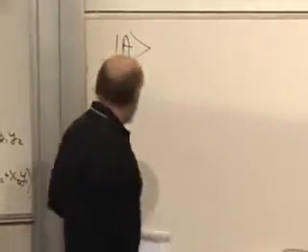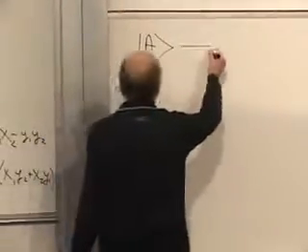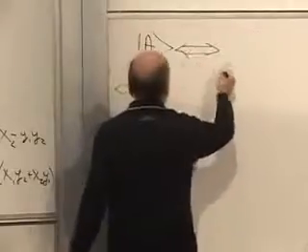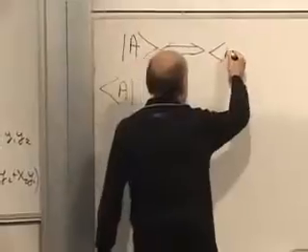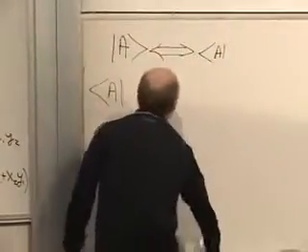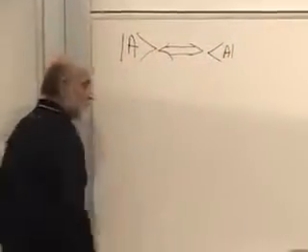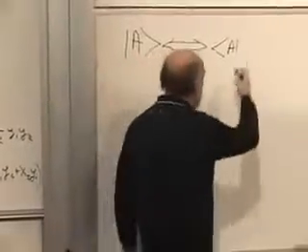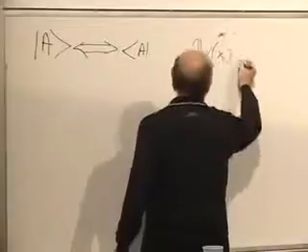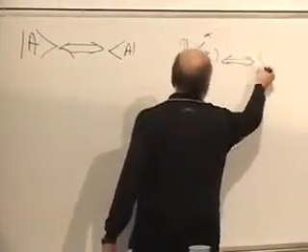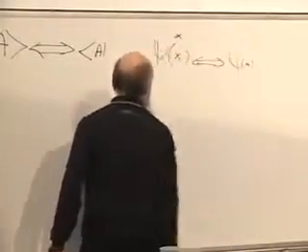There's a mapping between them. For every ket vector, there is a bra vector, just as for every complex number, there is its complex conjugate. So one example of this is the mapping between complex conjugates. Well, it's always a mapping between complex conjugates.